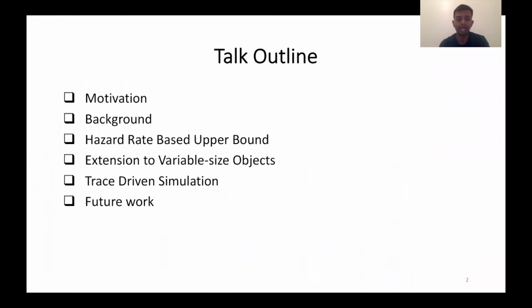Here is a brief outline of my talk today. First, I'll discuss the motivation behind this work, followed by some background, and then I'll introduce our proposed hazard rate based upper bound on caching policies for object hit probability. Then I'll also discuss a few extensions of our work to variable size objects and trace driven simulations, followed by some future work.